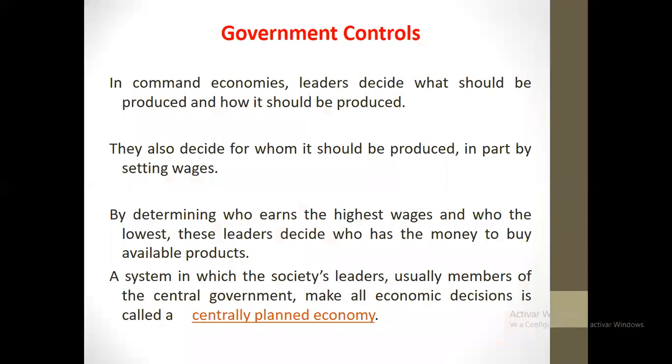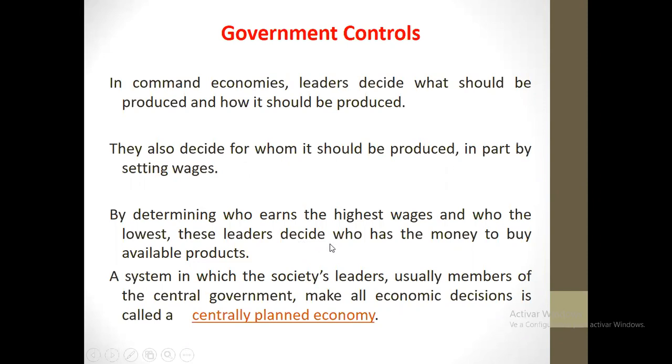Okay, now let's begin. Government control, definitely, that's what I said. The government is the one in control of everything. In command economies, leaders decide what should be produced and how it should be produced. They decide everything. They also decide for whom it should be produced, in part by setting wages, by determining who earns the highest wage. También dice quién es el que gana más y quién es el que gana menos. Highest wage and who the lowest.